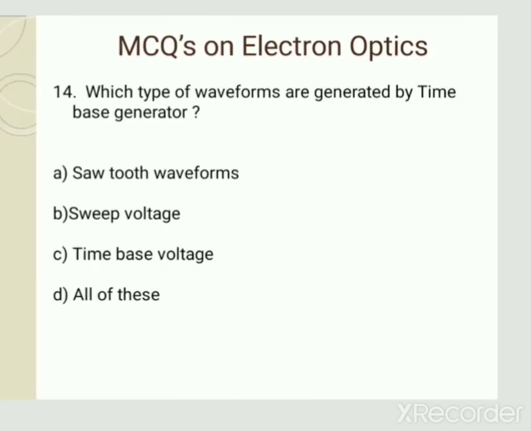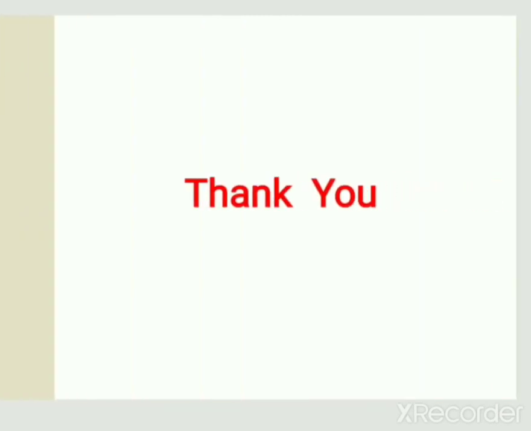Which type of waveforms are generated by the time base generator? This time base generator generates the sawtooth wave voltage or sawtooth waveforms, sweep voltage, time base voltage, or it can generate the ramp voltage. So there are so many names for the waves or the voltage generated by the time base generator. So we can say that option D is correct, that is all of these.